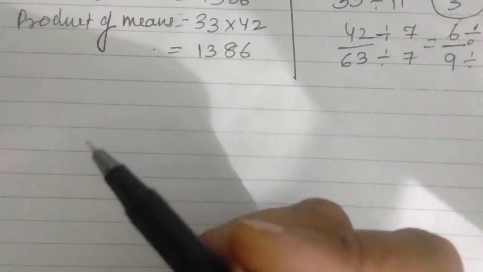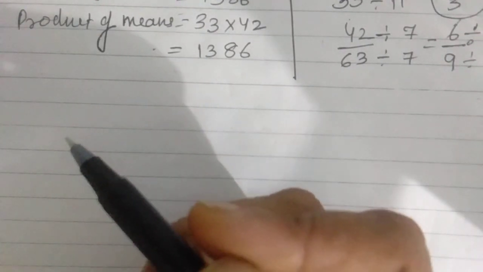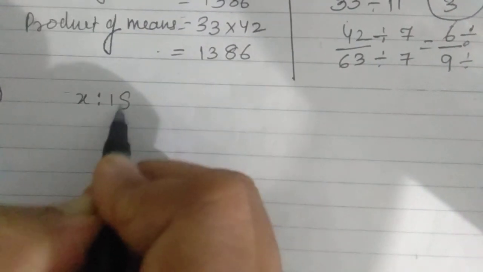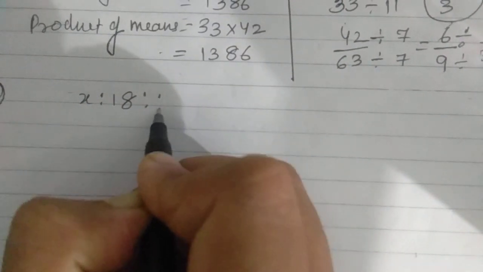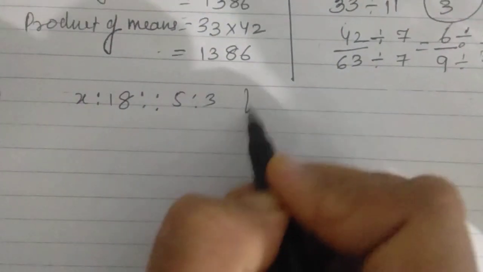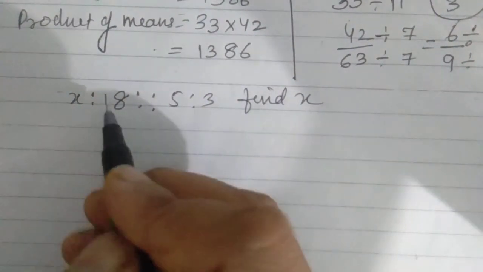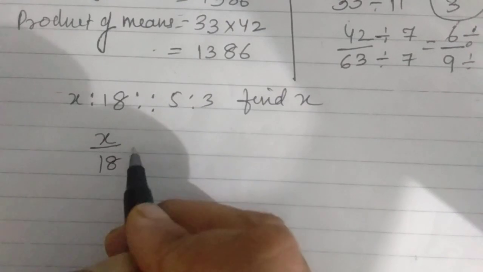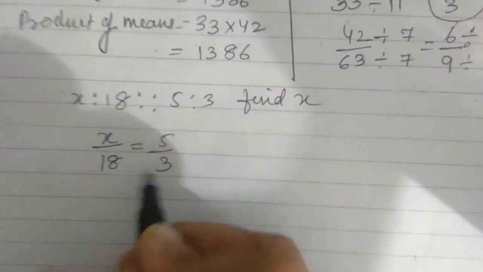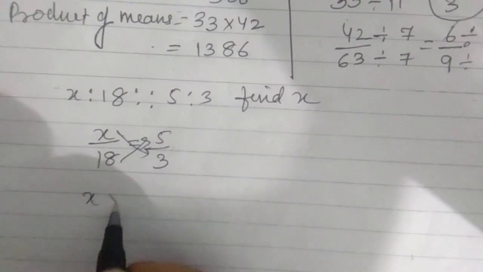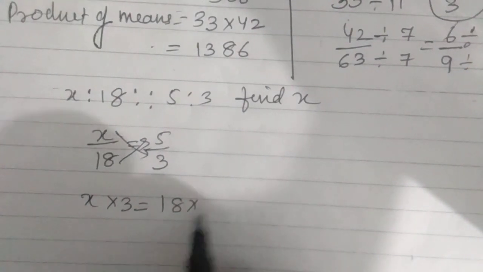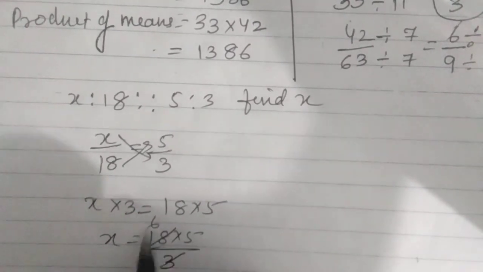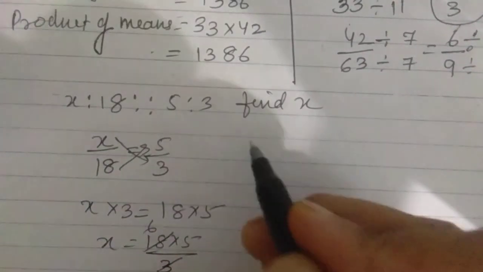Now the next question, students. Here some number is missing and we have to find the value. Say for example, x ratio 18 is in proportion with 5 ratio 3 and you have to find the value of x. So here how will you do it? X by 18, this is one method, and again I will show another method. So 5 ratio 3, cross multiplication: x into 3 is equal to 18 into 5. So here x is equal to 18 into 5 by 3, 3 sixes are 18, so this comes out as 30.